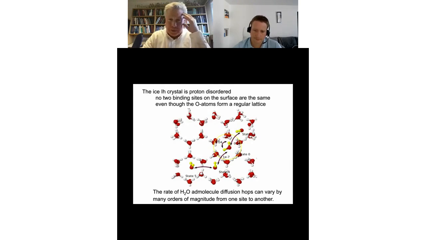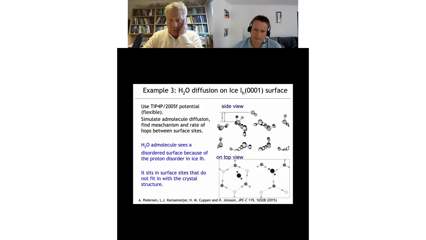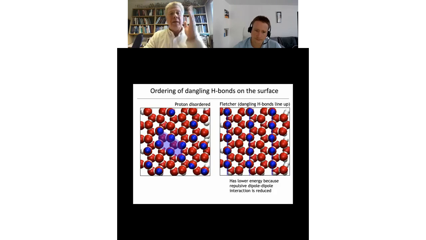Again, I'm showing this slide here with the different rates. Here's an overview of the different kinds of sites. I'm just going to go through this very quickly. This was a collaboration with Herma Kupen and her student Kasmeyer a few years ago. There are actually some tendencies for the dangling protons to line up on the ice surface. They call it the Fletcher surface.